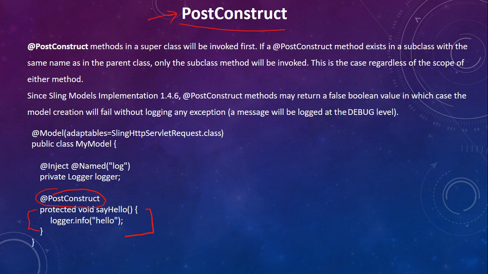Why? Because we know that in the Sling model, or in AEM backend code, we do not create the object. The object is created automatically by the OSGi Sling framework for us. We never create the object, but in plain Java, we first create the object and after that we call the method, like object dot sayHello.